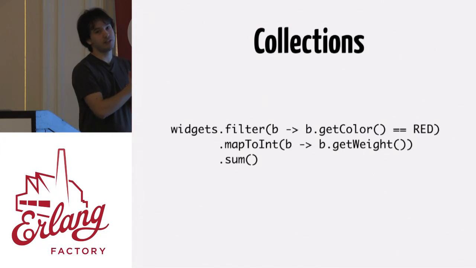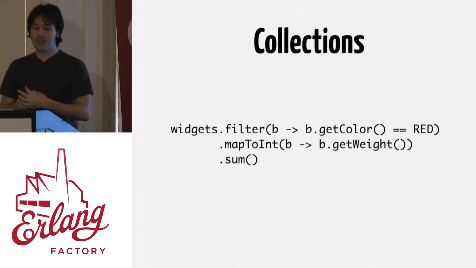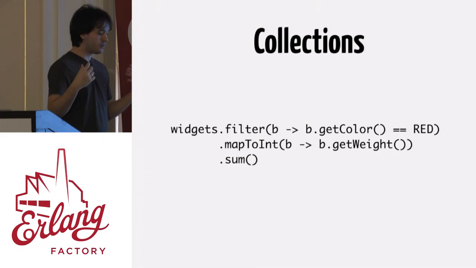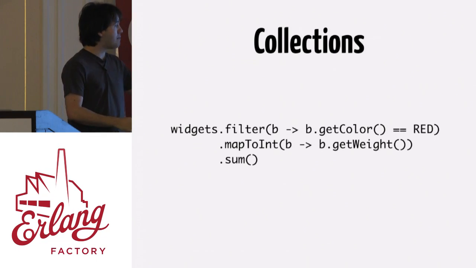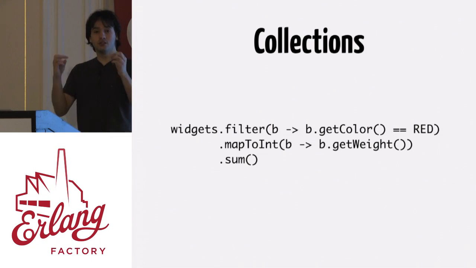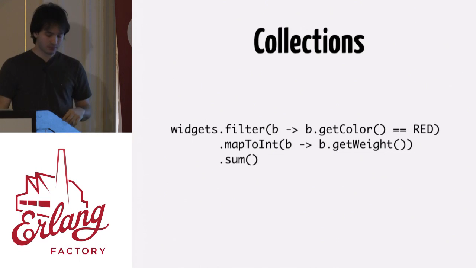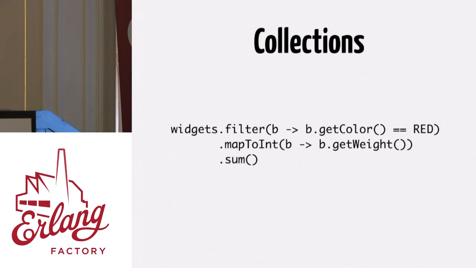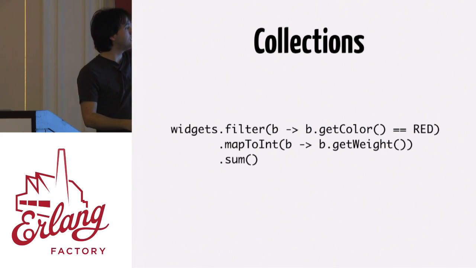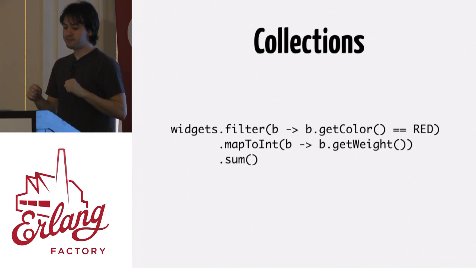So here's some Java 8 code. Java 8 introduced lambdas, and they already had this idea of collections. But when they introduced lambdas, they also introduced this whole functional vocabulary that we are used to working with, like map, filter, reduce, and so on. And they mixed that with collections. So here we have widgets, and we are filtering the widgets by color, then getting their weight, and then summing it.